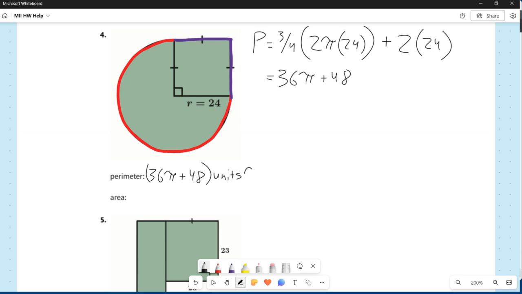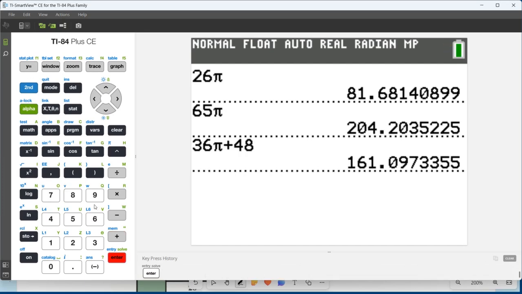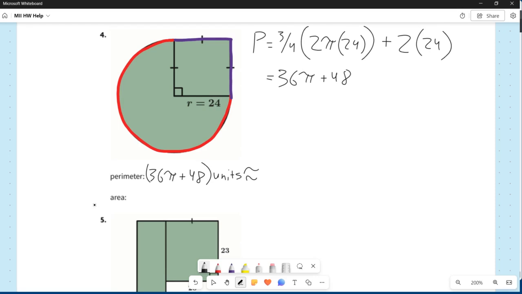It might be a good idea to also give this as an approximate answer. So for the approximate answer, 36 pi plus 48 gives us 161.10. The 7 bumps the 9 up, and then the 9 bumps the 0 up. So 161.10 units. I'm just arbitrarily deciding to round to the nearest hundredth. It didn't say what to round to, but that's just what I'm deciding to do.